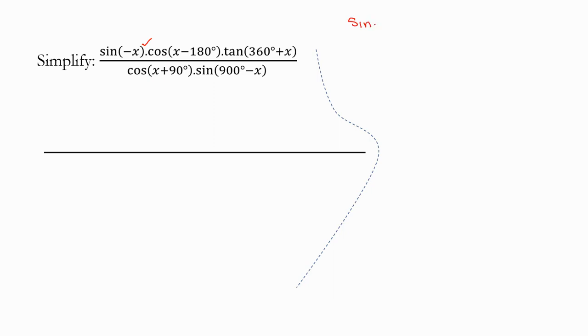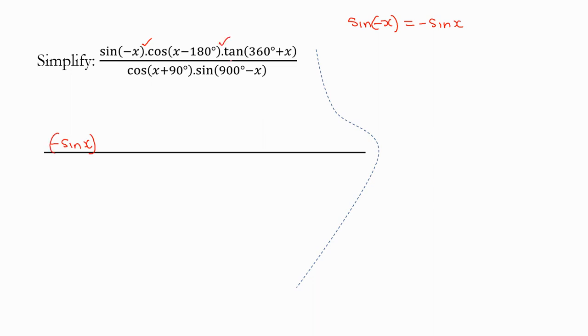This is a negative angle. Sine negative x, this is a negative angle, so it means this is equal to negative sine x. Remember, for negative angles, it is only cos negative x that will give you positive cos x, okay? All right, so here we write it down. This is negative sine x.